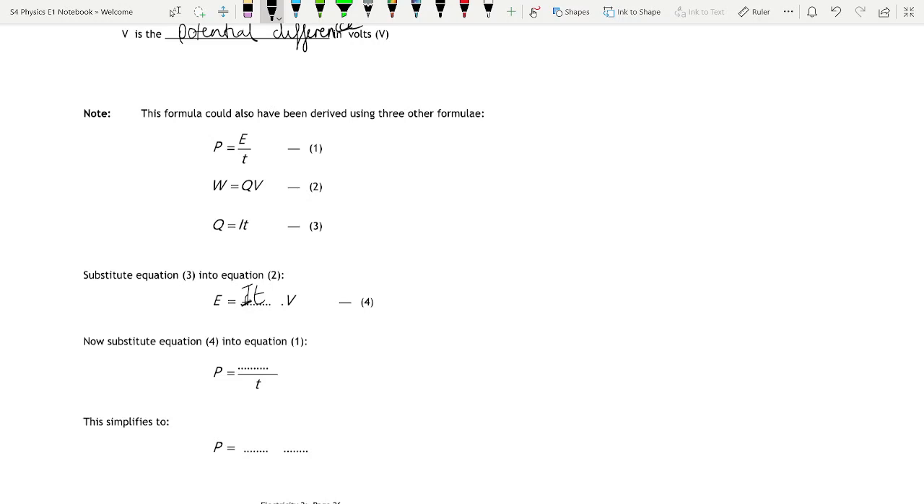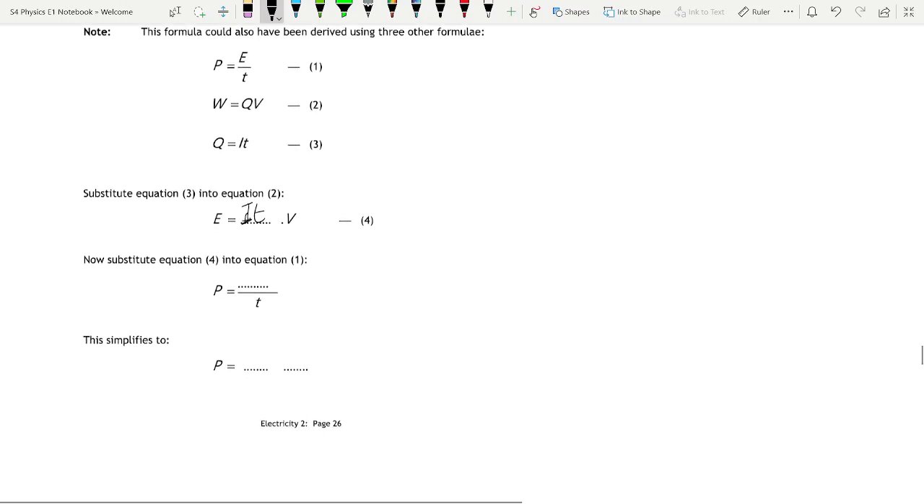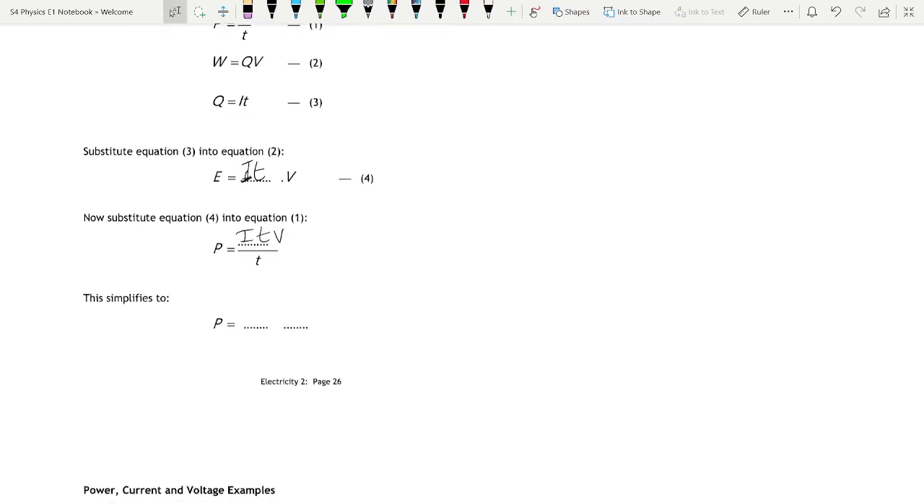Now we need to substitute that equation into P equals E over T. So we're replacing the E with ITV. And then we can cancel those T's out. So we're left with P equals IV. It's actually quite a nice equation to use.